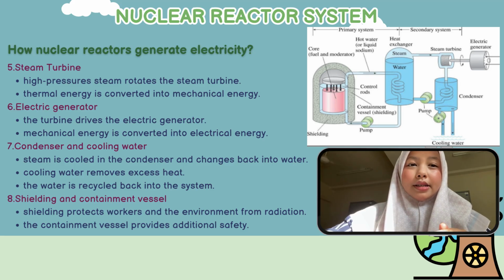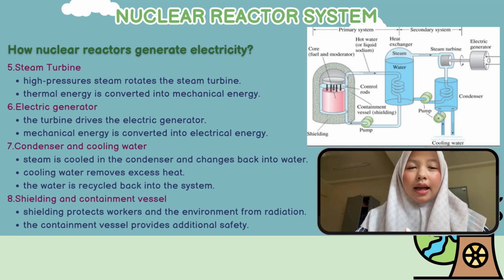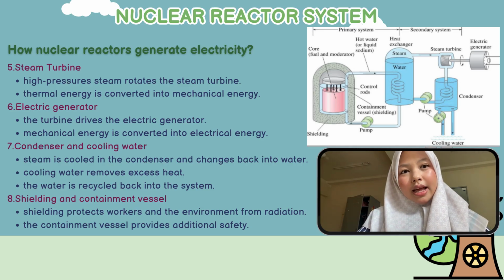Next, high-pressure steam rotates the steam turbine. During this process, thermal energy is converted into mechanical energy. Then, the turbine drives the electric generator. As a result, the mechanical energy is converted into electrical energy.